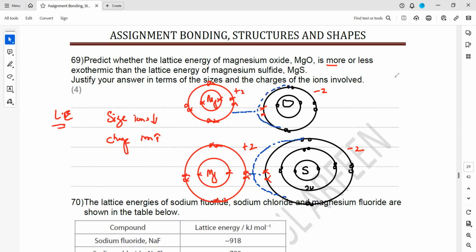But when we talk about the lattice energy of magnesium oxide, maybe if it is minus 900, this will have a lattice energy of minus 400.